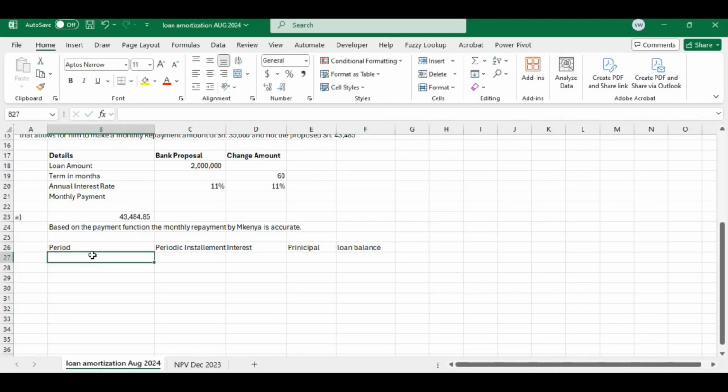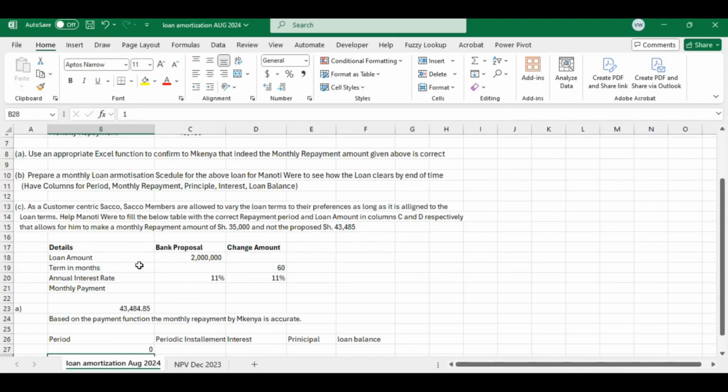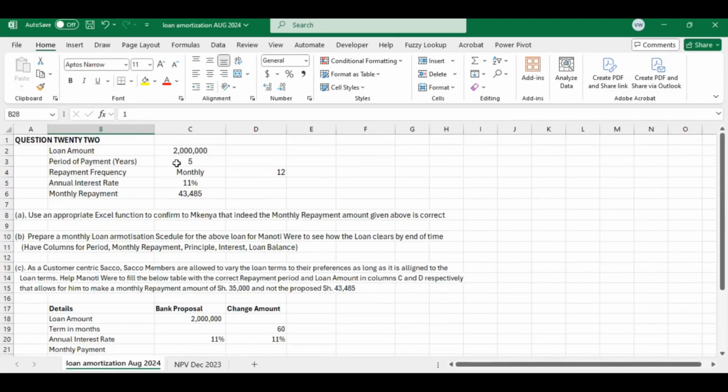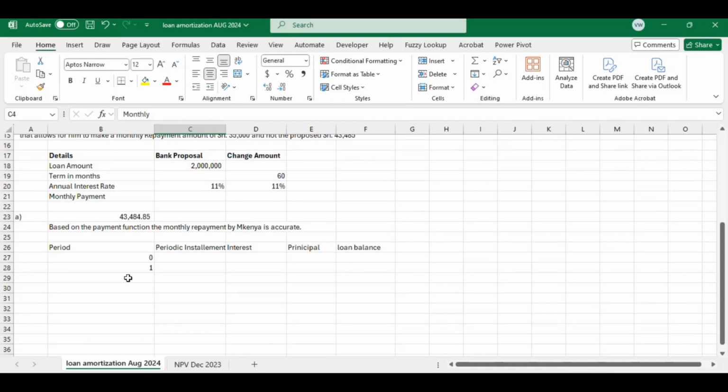Then we can start our period from period 0, but because these are monthly repayments, we expect to have 60 periods. So we'll have 0, 1 all the way up to 60. The reason we are saying 60 is because we had 5 years and it's a monthly repayment, so 5 times 12 is 60. So instead of writing 1 up to 60, we can always use the series option.